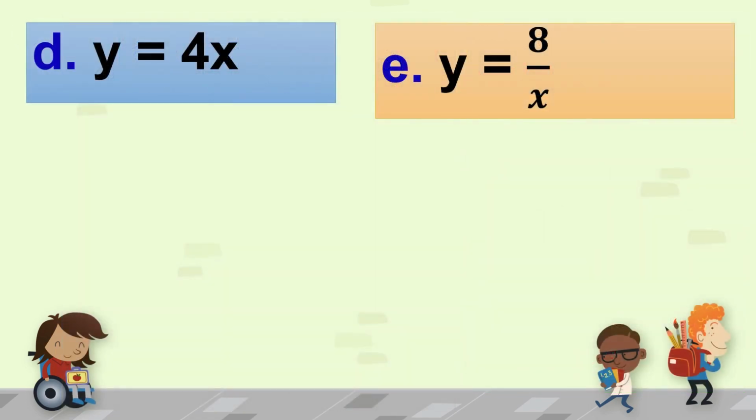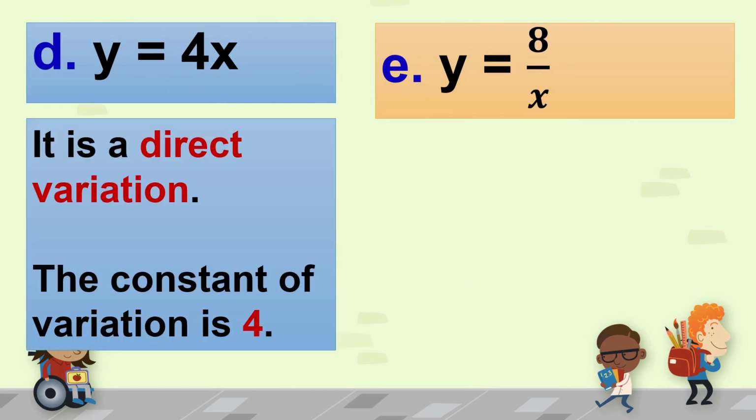Next examples are equations. So how are we going to identify whether it is direct variation or not? In letter D, y equals 4x, it is a direct variation because the constant of variation is 4. So always remember that the equation of direct variation is in the form of y equals kx. So in here, the value of k is 4.